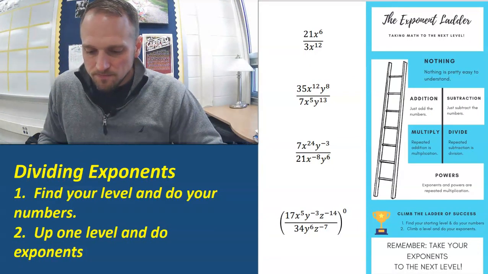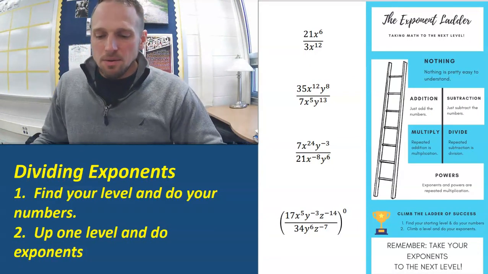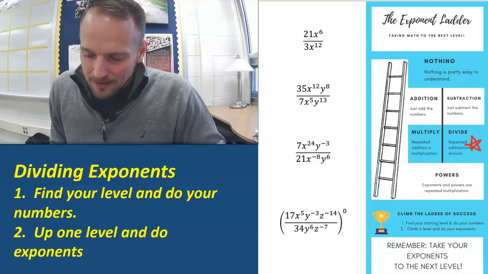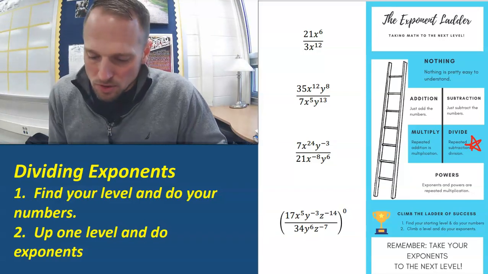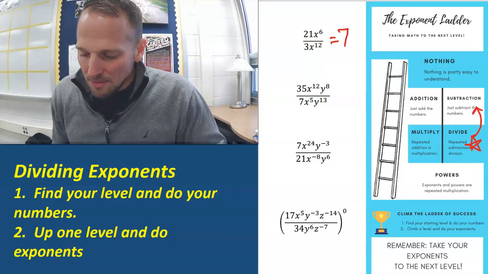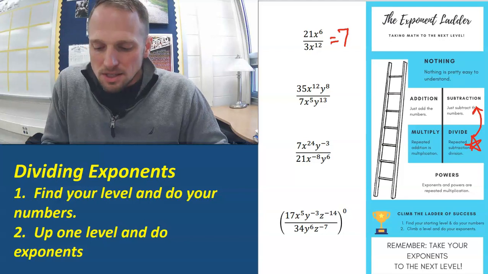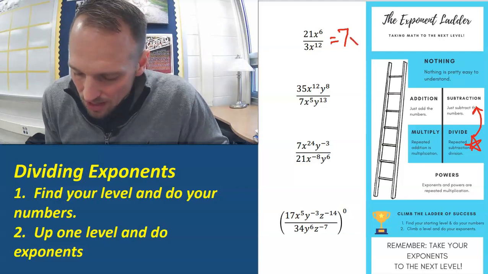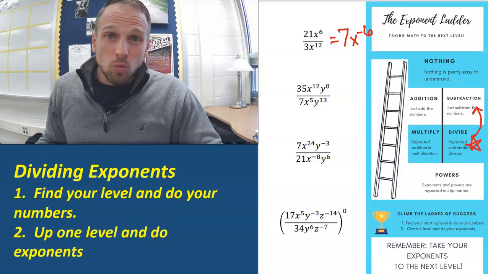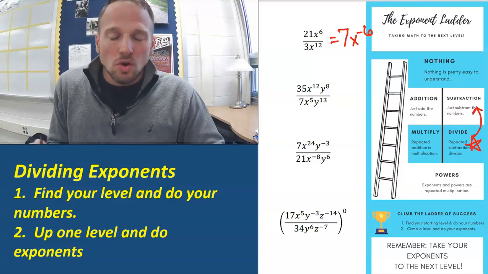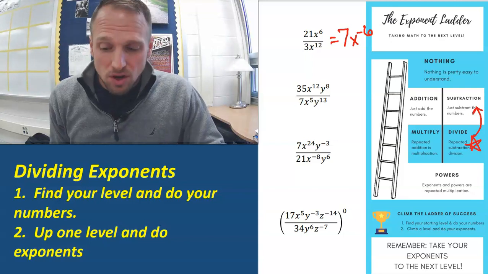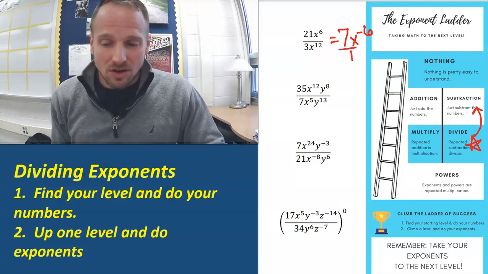Let's look at this. 21x to the 6th divided by 3x to the 12th. So it's going to be a division problem. Let's do our numbers. 21 divided by 3 is going to be 7. Now we need to climb a level and subtract. 6 minus 12 is going to be x to the negative 6th. Now, depending on what videos you've watched where you've been in class, maybe you don't know how to handle this and just leave it there. But if you do know how to handle this, remember what we do with a negative? We've got to take it to the other side of a fraction, a negative exponent.